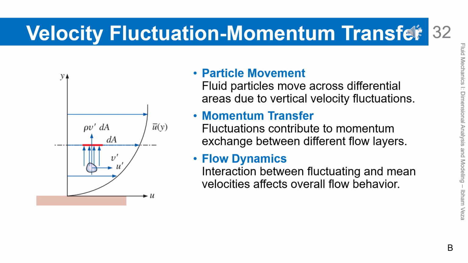Velocity fluctuations and momentum transfer. Vertical velocity fluctuations cause fluid particles to move across different flow layers. This movement carries momentum from one layer to another. As a result, momentum exchange becomes much more intense than in laminar flow. This mechanism is a key characteristic of turbulent flow. This effect explains why turbulent flow is more efficient for mixing.